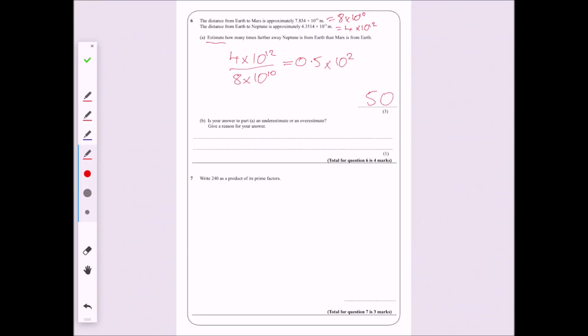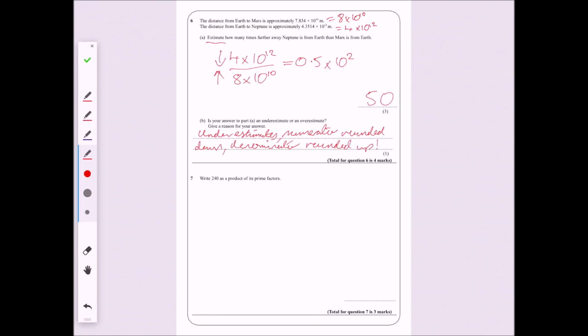It says, is your answer to part A an underestimate or an overestimate? And give a reason. Well, it's going to be an underestimate. And the reason for that is that the top has rounded down, which would make our answer smaller, and the bottom has rounded up, which again, divided by a bigger number, would make it smaller still, so it's going to make it an underestimate. So to explain that, you would say the numerator, so the top number, rounded down, and the denominator, the bottom number, rounded up.